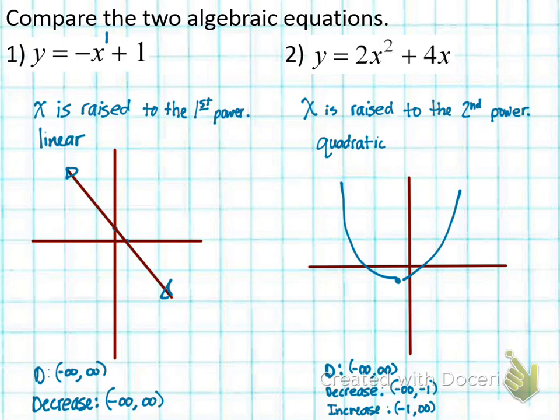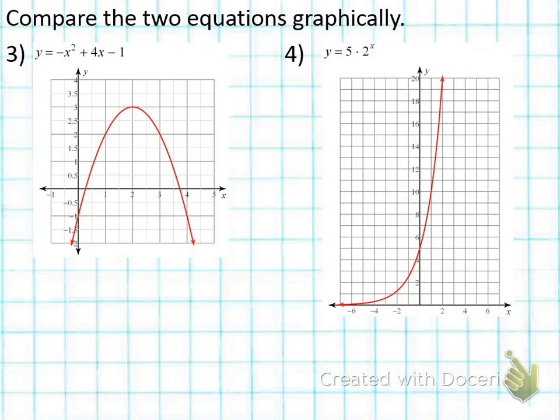Okay, so here we go, number 3 and 4. Here's another way we could do it. Watch up here. These are different directions: compare the two equations graphically. So this one's easier, right? Did I have to graph any of this? No. So if we're looking at this, the first equation is what kind of equation, everyone? Quadratic. Good. And is it open up or down? Opens down.